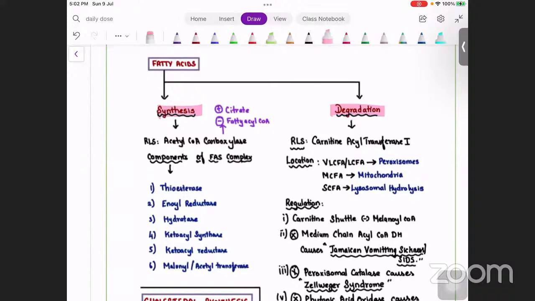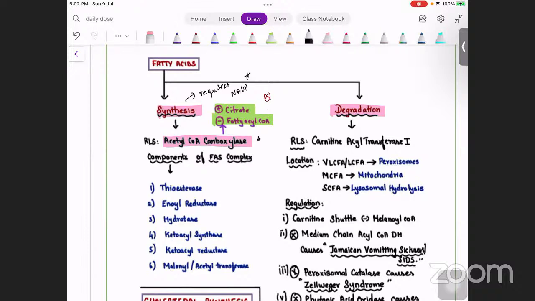Number one is your rate limiting enzyme, which is acetyl-CoA carboxylase. It is stimulated by citrate and inhibited by fatty acyl-CoA. Very, very important MCQ. And fatty acid synthesis requires NADP. Another important MCQ. So here 1 and 2 is your regulation, 3 is your rate limiting enzyme. All three are pretty important, people.